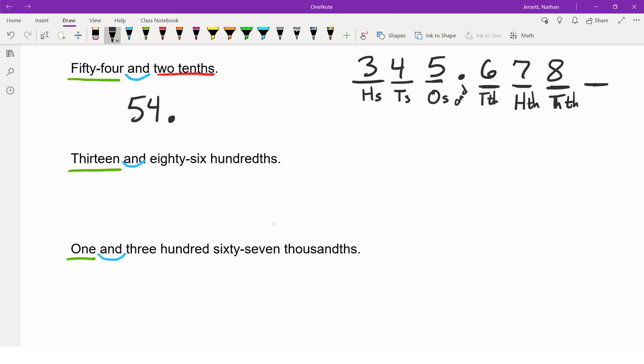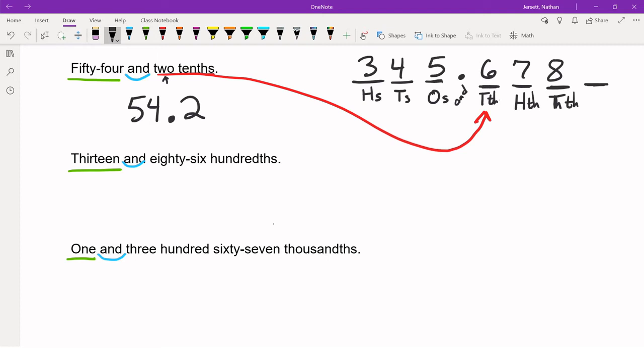So 2/10, well, the tenths position is right there. Let me do it in red here. The tenths are going to be right there. So we know we need to end the number the first spot after the decimal point. And that's simple because it gives us 2/10. So all we have to do is write 2 there. And that 2 is in the tenths spot. So that would be 2/10. So 54.2 is 54 and 2/10.